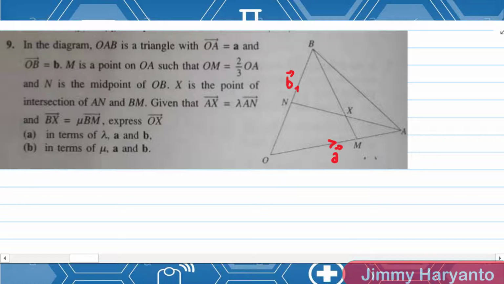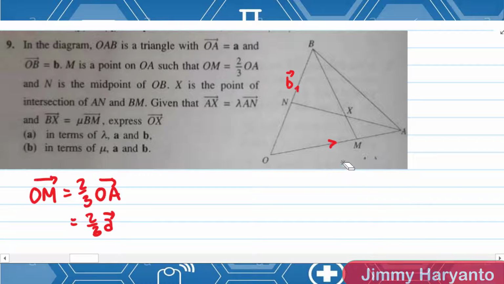So I can find OM first. OM equals 2/3 of OA. The OA is A, so OM is 2/3 A. After that, I can remove this A. I will have these two vectors. The OM is 2/3 A, and the MA is the rest from A, because the total was A, and then we already use 2/3 of them, so the rest will be 1/3 A.